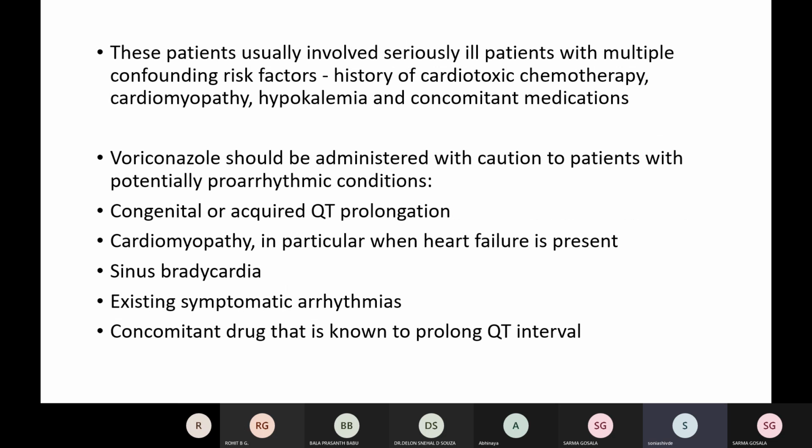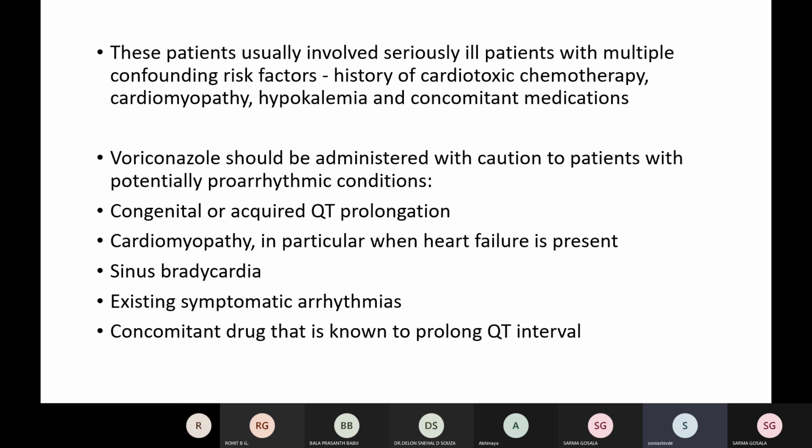So these patients usually involve seriously ill patients with multiple confounding risk factors like diabetes, hypertension, and in addition to that, there could be cardiotoxic chemotherapy which would have been given, cardiomyopathy, hypokalemia, and concomitant medications. Voriconazole should be administered with very much caution to patients with potentially proarrhythmic potential, like congenital or acquired QT prolongation, cardiomyopathy in particular when heart failure is present, sinus bradycardia, existing symptomatic arrhythmias, and concomitant drugs like pimozide, astemizole, or terfenadine. These drugs can prolong the QT interval, so this combination should be avoided.